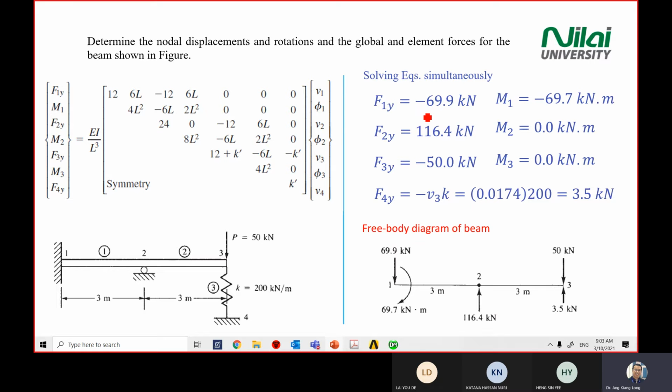So for example, F1y, you get negative 69 or negative 70 kilonewton. So you draw down arrow, negative. Point 2, you get 50, go down, and then there is a 3.5 here, right? F4y, which is from point number 4 here. Yeah, point number 4 is going up, so you get 35 positive going up. Yeah. All right. So you need to know how to draw free body diagram. Okay. Any question for this example?